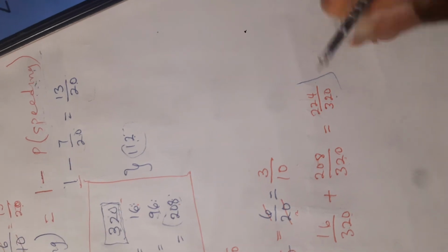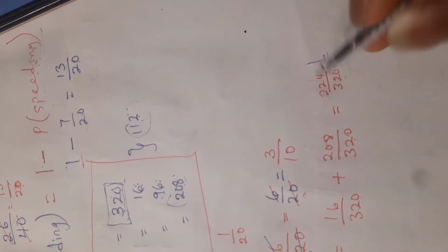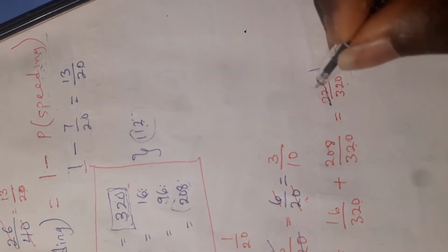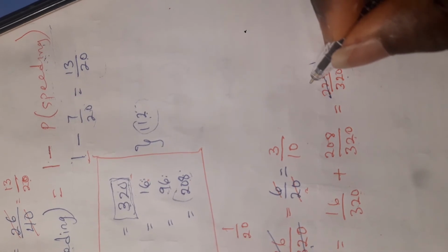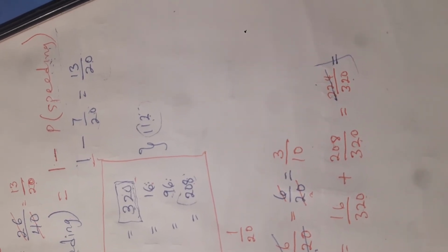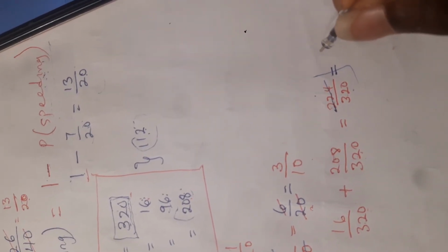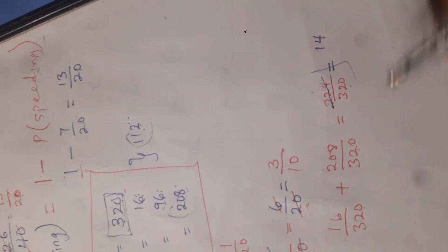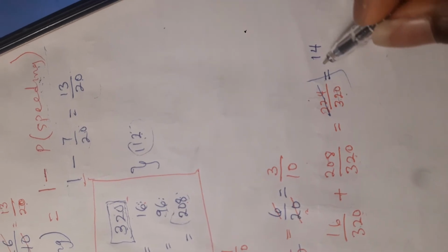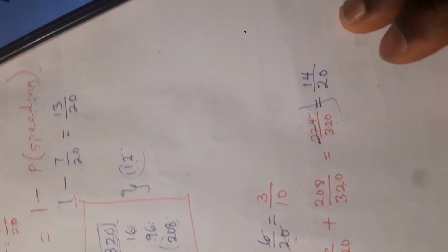Now if I would break this down to the simplest form, if I divide this by 16, let me use a calculator. 224 divided by 16, I have 14. Now if you divide the denominator by 16 also, you have 20. You can use a calculator to check.